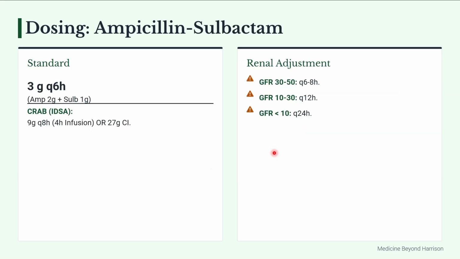For ampicillin-sulbactam, it is 3 gram Q6 hourly, of which 2 gram is ampicillin and 1 gram is sulbactam. For carbapenem resistant Acinetobacter baumannii, you can also use 9 grams of ampicillin-sulbactam at Q8 hourly dosage with a 4-hour infusion. That is the currently recommended protocol for carbapenem resistant Acinetobacter baumannii, and that too only when it is sensitive to ampicillin-sulbactam. Or else you can go with a polymyxin and sulbactam combination, which is better tolerated for carbapenem resistant Acinetobacter baumannii.